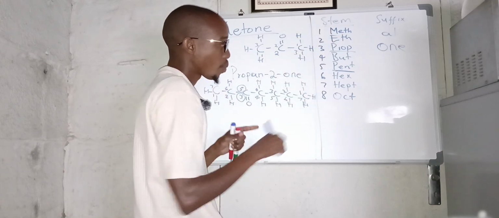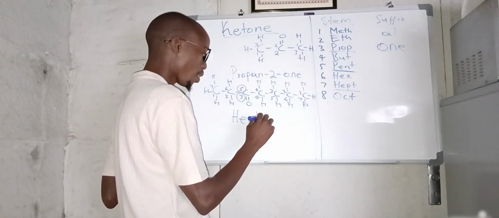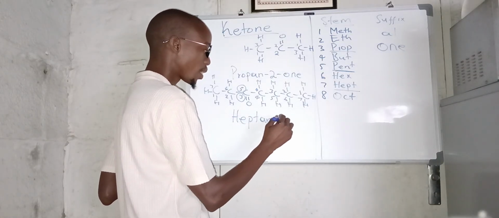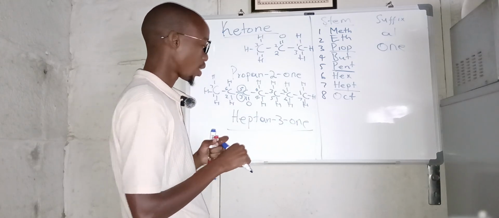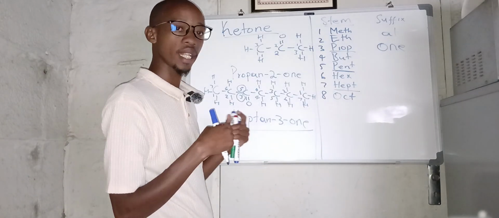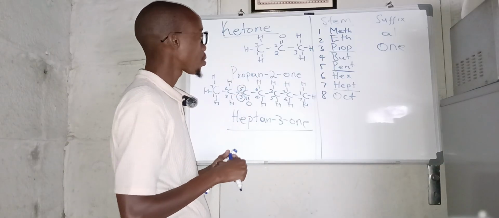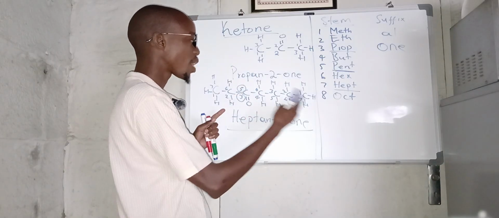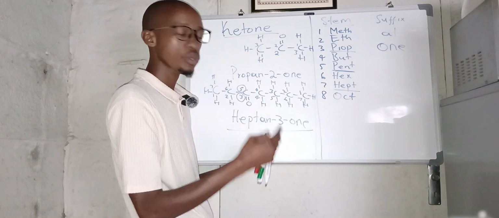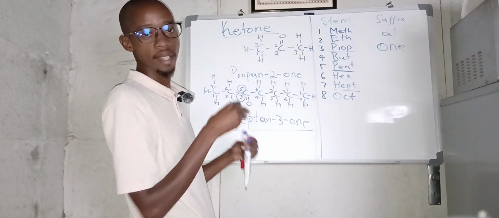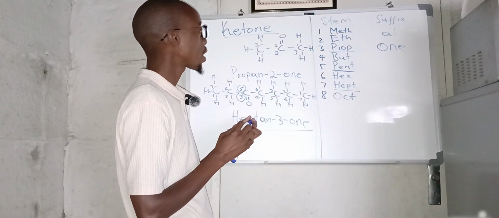Then we come here and find that we have hept, so the name will be heptan. The position of the functional group is 3, and then the suffix of the ketone, heptan-3-one. So this is basically the IUPAC name of this particular given structure. You need to be very vigilant when it comes to numbering. Remember, you number from the side that gives your functional group the smallest value compared to the other side. That one is for ketone.